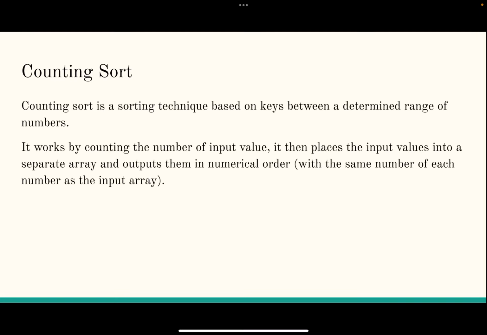Counting sort is a sorting technique based on keys between a determined range of numbers. It works by counting the number of input values, then those input values are put into a separate array and outputted in numerical order. So if the input array had 4 4s, the output array will also have 4 4s.